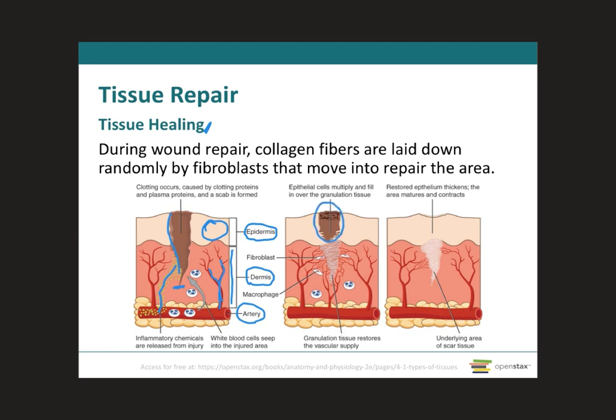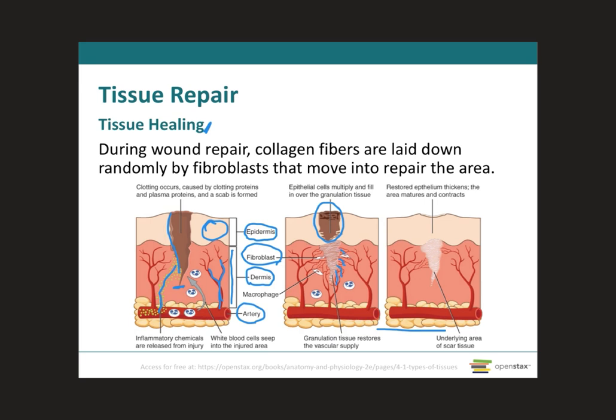Below the scab, epithelial cells in the epidermis are going to multiply and begin to fill in the wound. In the dermis, the fibroblasts are going to bind the wound area with granulation tissue, which is produced by those cells. Laying down granulation tissue is going to restore the vascular supply, as indicated by the capillaries that are growing around the wounded area.